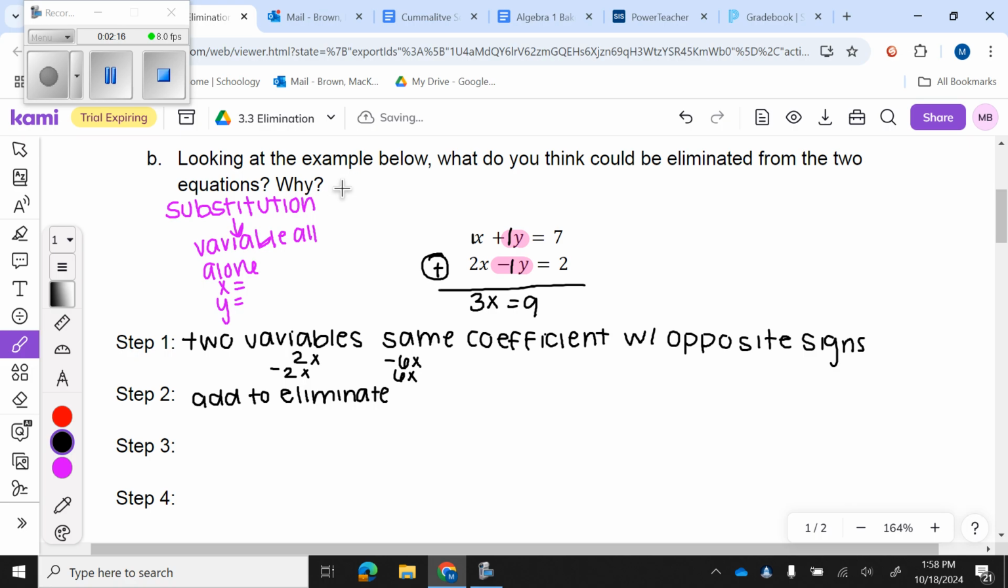Now this is a problem I know how to solve. I've got 3x equals 9. To get x by itself, I'm going to divide both sides by 3, and I'm going to have x equals 3. So we added to eliminate and solved for x. We solved for our first variable, but we need an x and a y, so we're going to have to substitute back in for our other variable.